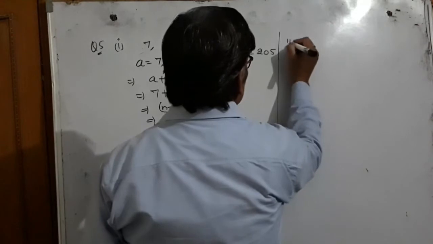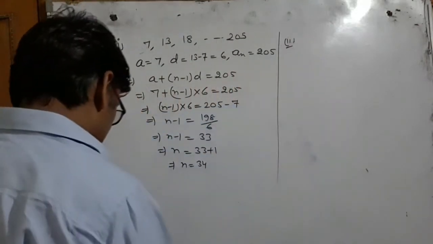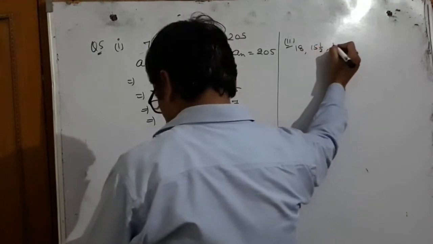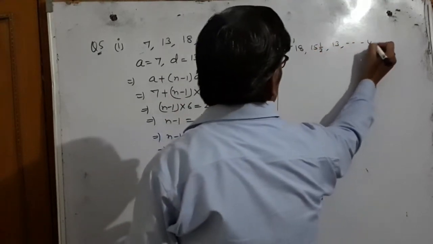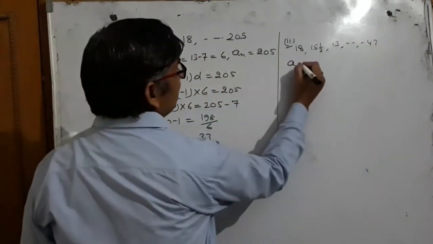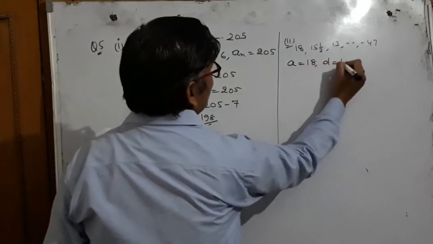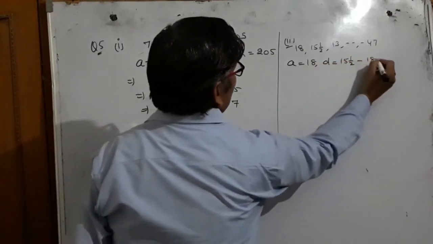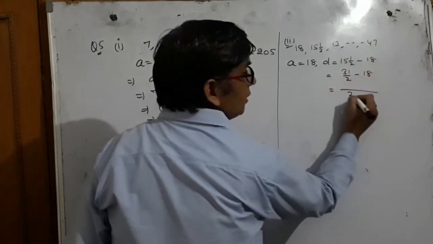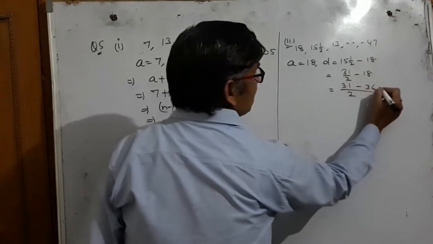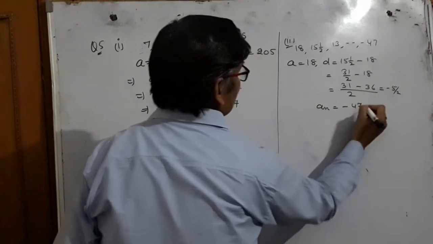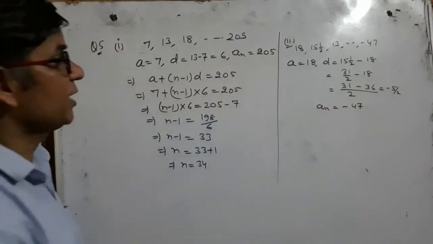Now the second part: 18, 15 and a half, 13 and so on up to minus 47. We have to find how many terms are in this AP. So a is 18, d is 15 and a half minus 18. 15 and a half means 31 upon 2, minus 18. 2 is the LCM: 31 minus 36 is minus 5 upon 2, and an equals minus 47. The nth term is minus 47.